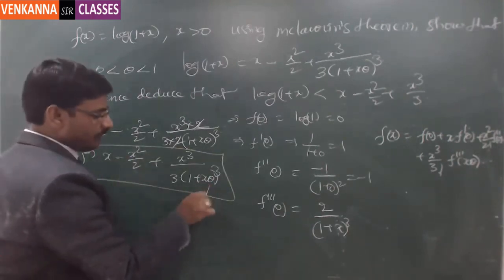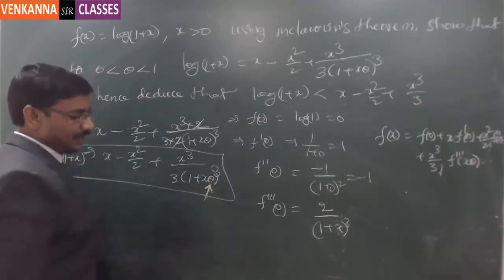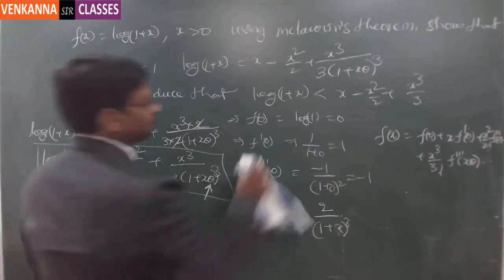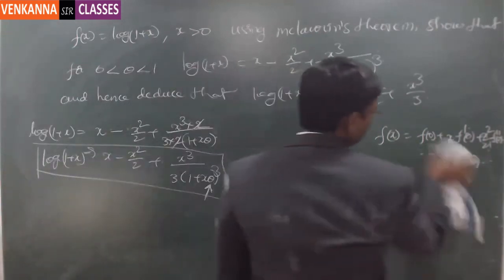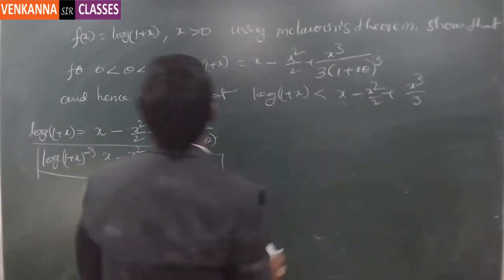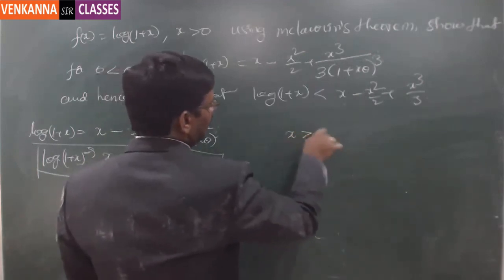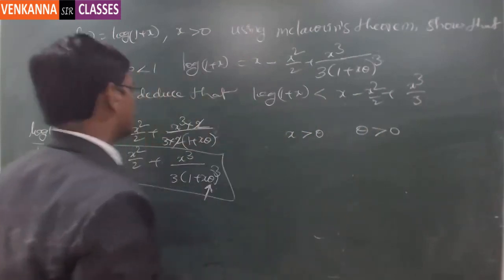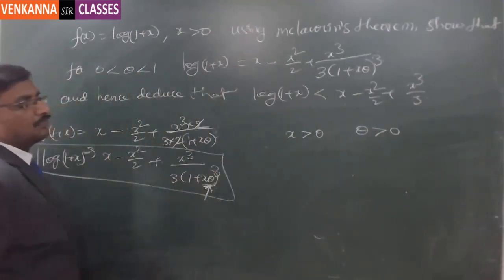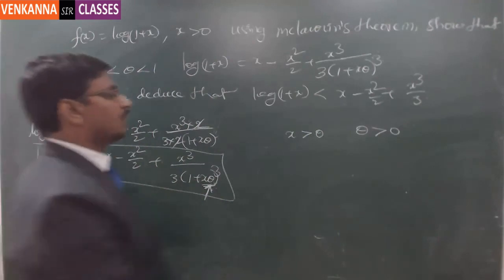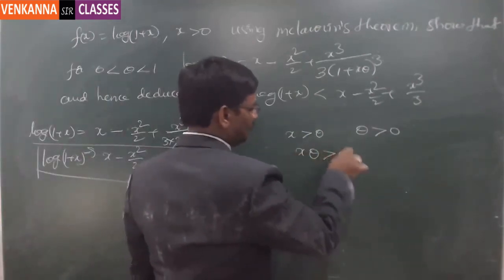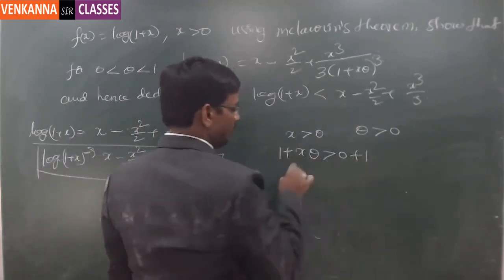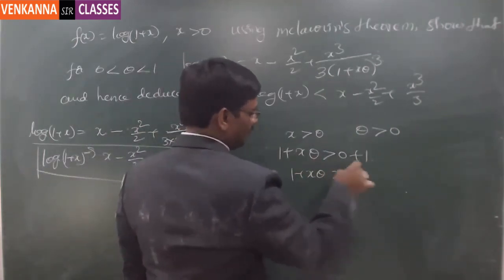So in the remainder format, you notice that this theta will be there. And the given condition is that x is greater than 0 and theta is also greater than 0. So these two we know. But we need this factor 1 plus x theta. So that's why if you multiply x theta, this will be greater than 0. So if you add 1 on either sides, then 1 plus x theta is greater than 1.